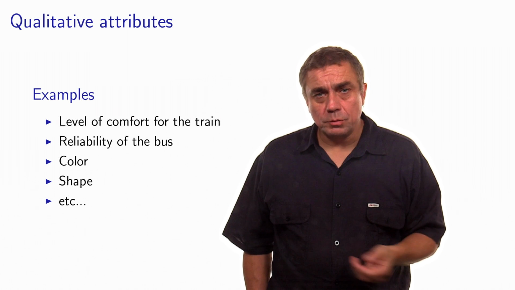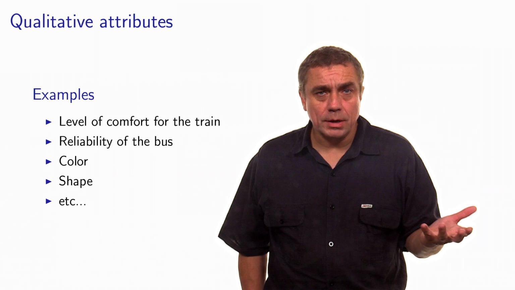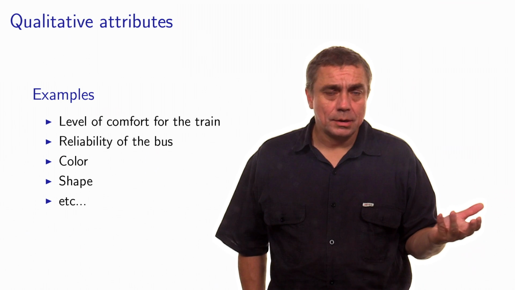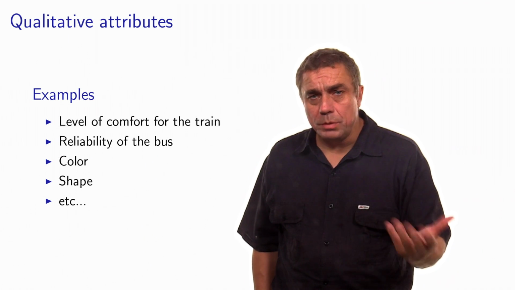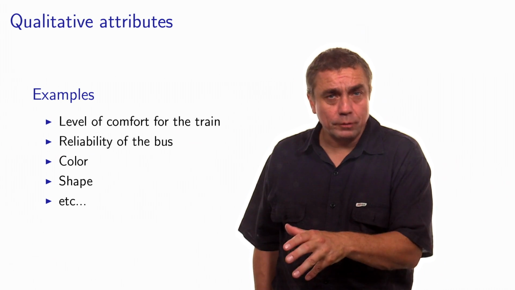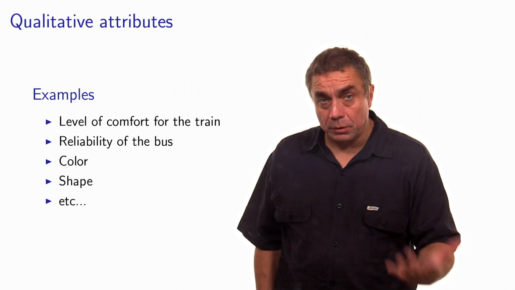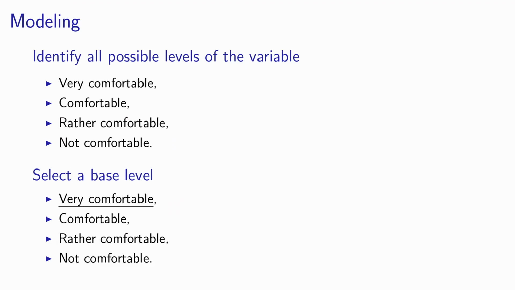So in the context of transportation mode choice, for example, we can think of the comfort of the train. We can think about the reliability of the bus. If you are interested in marketing, if you want to know how people choose one item or the next, it may depend on the shape or the color of the box, and so on. So all these concepts are qualitative, but they are very important, so we need to be able to include them into the model.